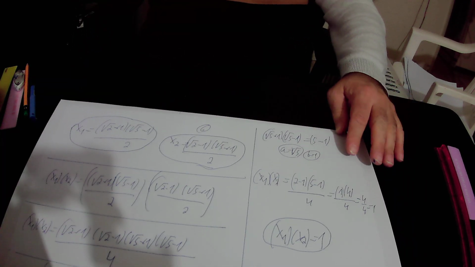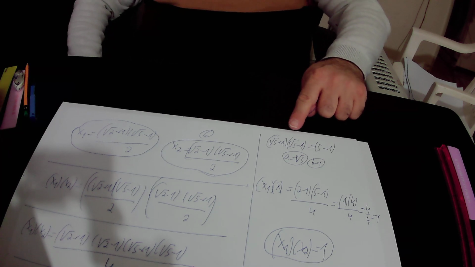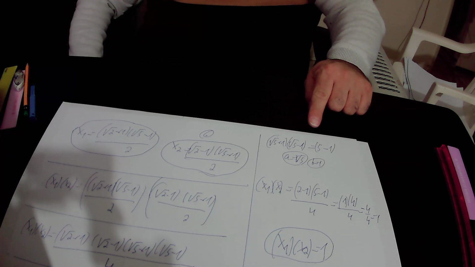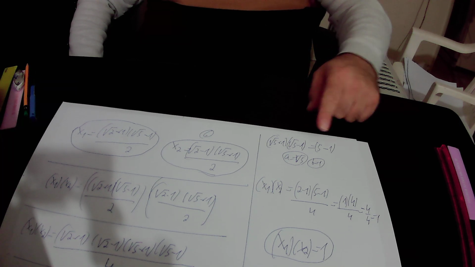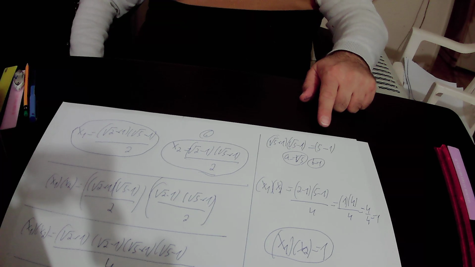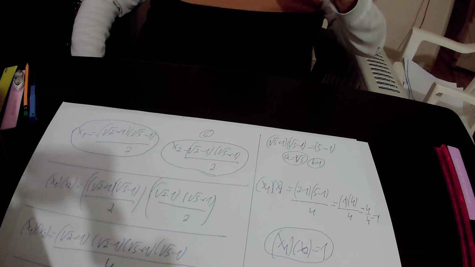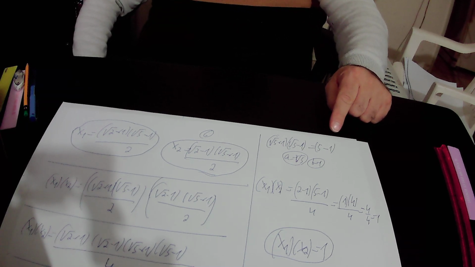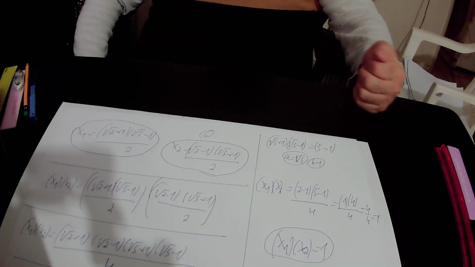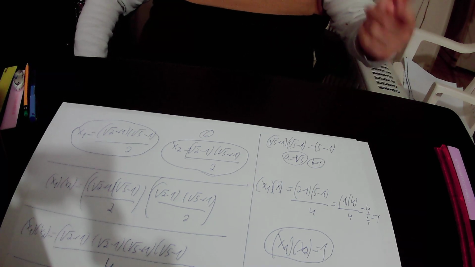Then we did the same process for the expression square root of 5 plus 1 times square root of 5 minus 1. Here a equals square root of 5 and b equals 1. So this expression must equal a squared minus b squared. a squared is square root of 5 squared, that is 5, minus b squared, which is 1 squared, that is 1. So square root of 5 plus 1 times square root of 5 minus 1 equals 5 minus 1, that is 4.